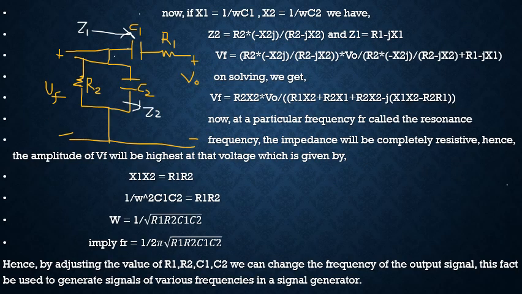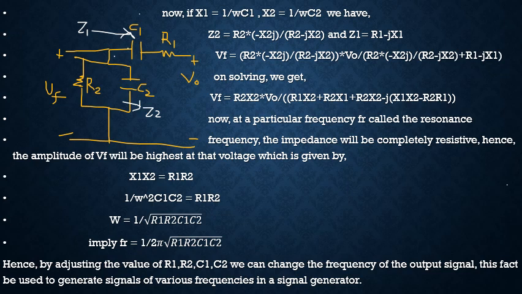Now if we consider that X1 is the impedance of the first capacitor, 1 upon omega C1, and X2 is equal to 1 upon omega C2, then what we will have is Z2 equals R2 star minus X2J upon R2 minus JX2, that is Z2 is the parallel combination of X2 and R2, and again putting the value of Z1 also, which is R1 minus JX1. On solving, what we will get is that VF is equal to R2X2 upon R1X2 plus R2X1 plus R2X2 minus J times X1X2 minus R2R1.